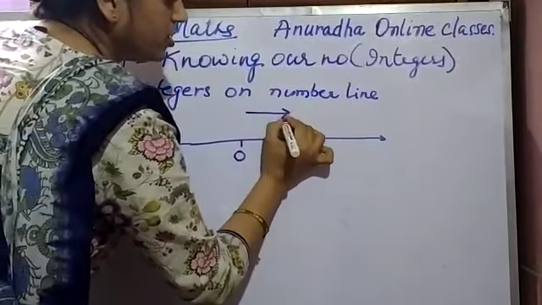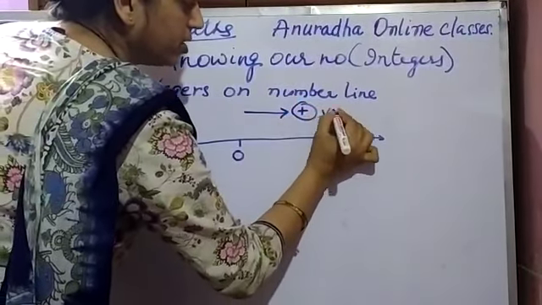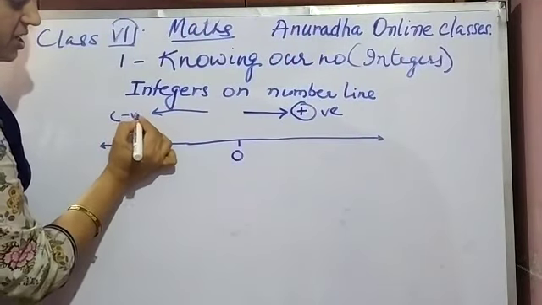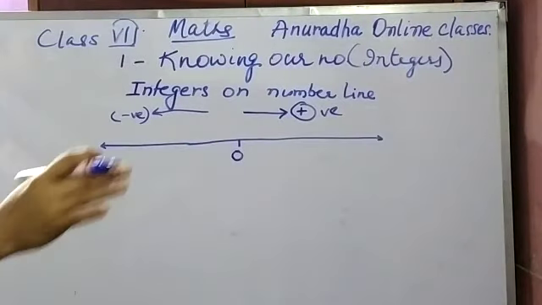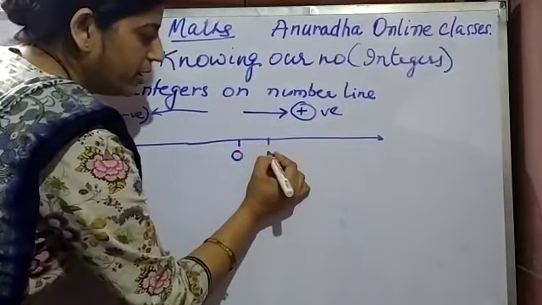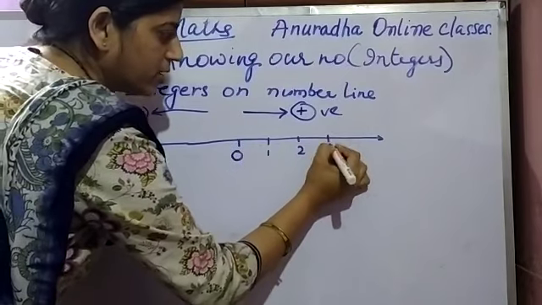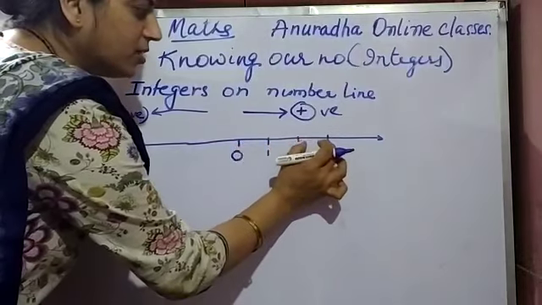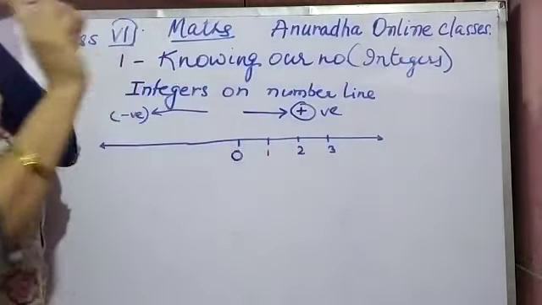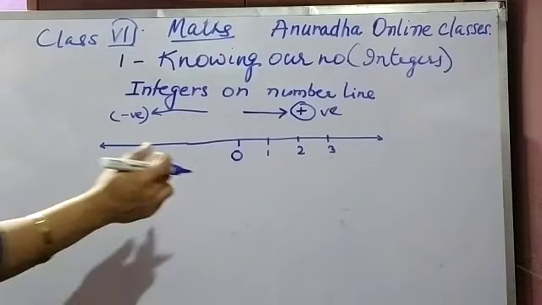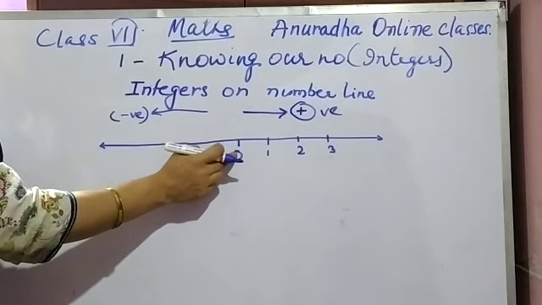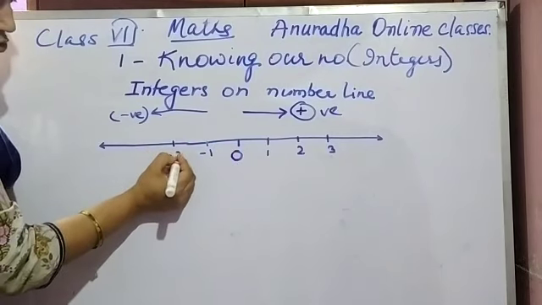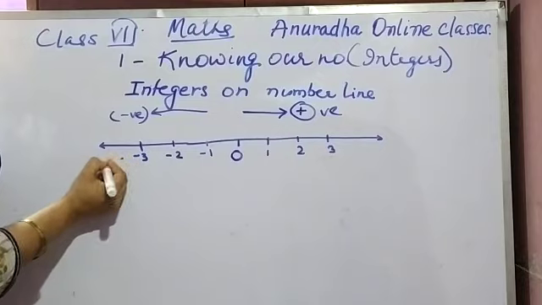Now listen. This is 0, right? Right hand side of 0 is positive. Is it clear to you? And the left side is negative. Okay? Now see. 0. Here it is 1, here it is 2, here it is 3. The most important thing is the distance between these numbers will be exactly the same. Now, what is less than 0? Minus 1, then minus 2, then minus 3 and so on.